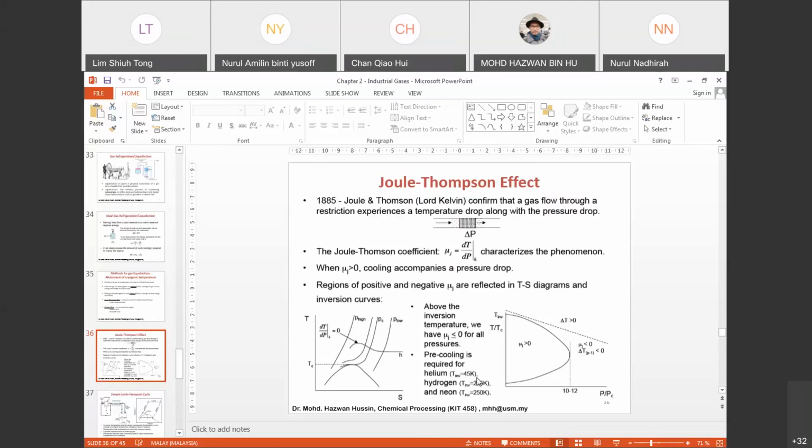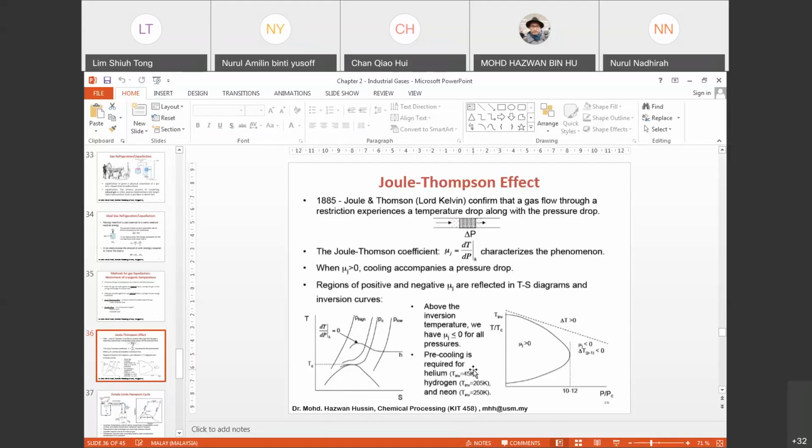The regions of positive and negative mu J are reflected in the temperature-entropy diagram and the inversion curve. Later on you will see that the temperature has some effect on the entropy values as well. For example, if you increase the temperature, the entropy values are going to change as well. This is an example of a different gas. Above the inversion temperature, mu J is less than or equal to 0 for all pressures.